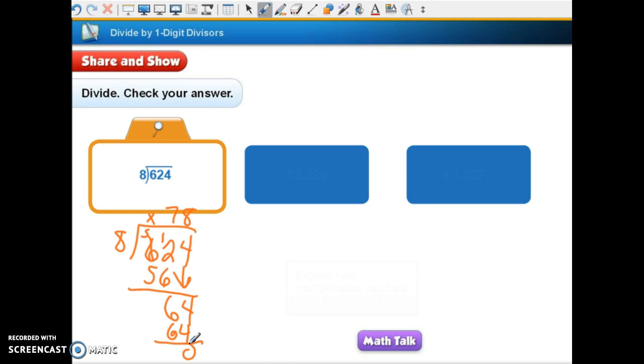Now I'm going to multiply to check. So I'm going to say 78 times 8. And what should I get? 624. Is it important that you actually do the multiplication, that you don't just write down 624? Yes. So we said 8 times 8 is 64. And 8 times 7 is 56. Plus 6 is 62. Is our product the same as our dividend? Yes. Okay.